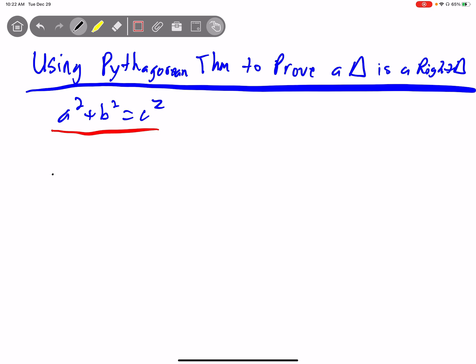Here is 10, 24, and 26, versus, let's go with 6, 10, and 14.